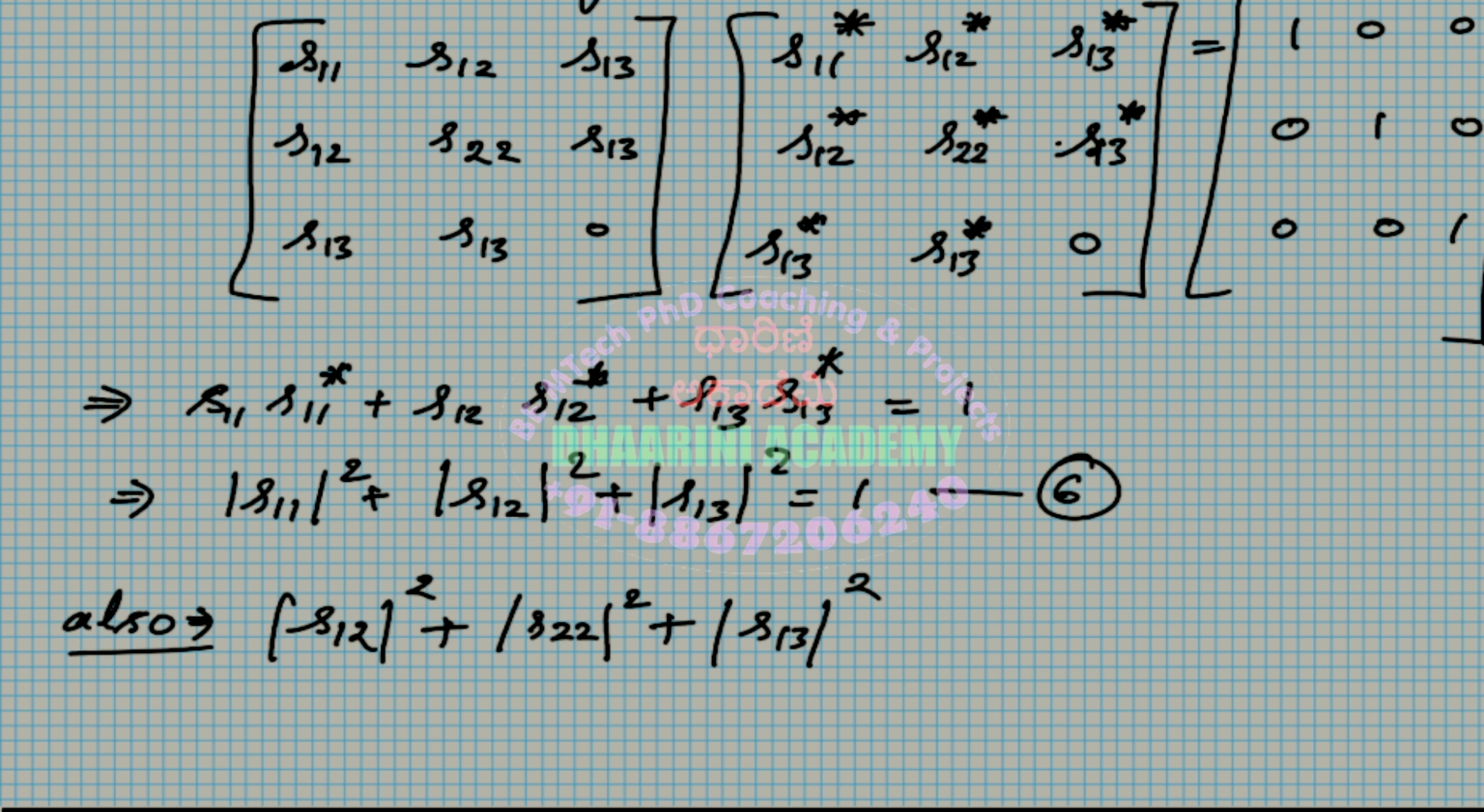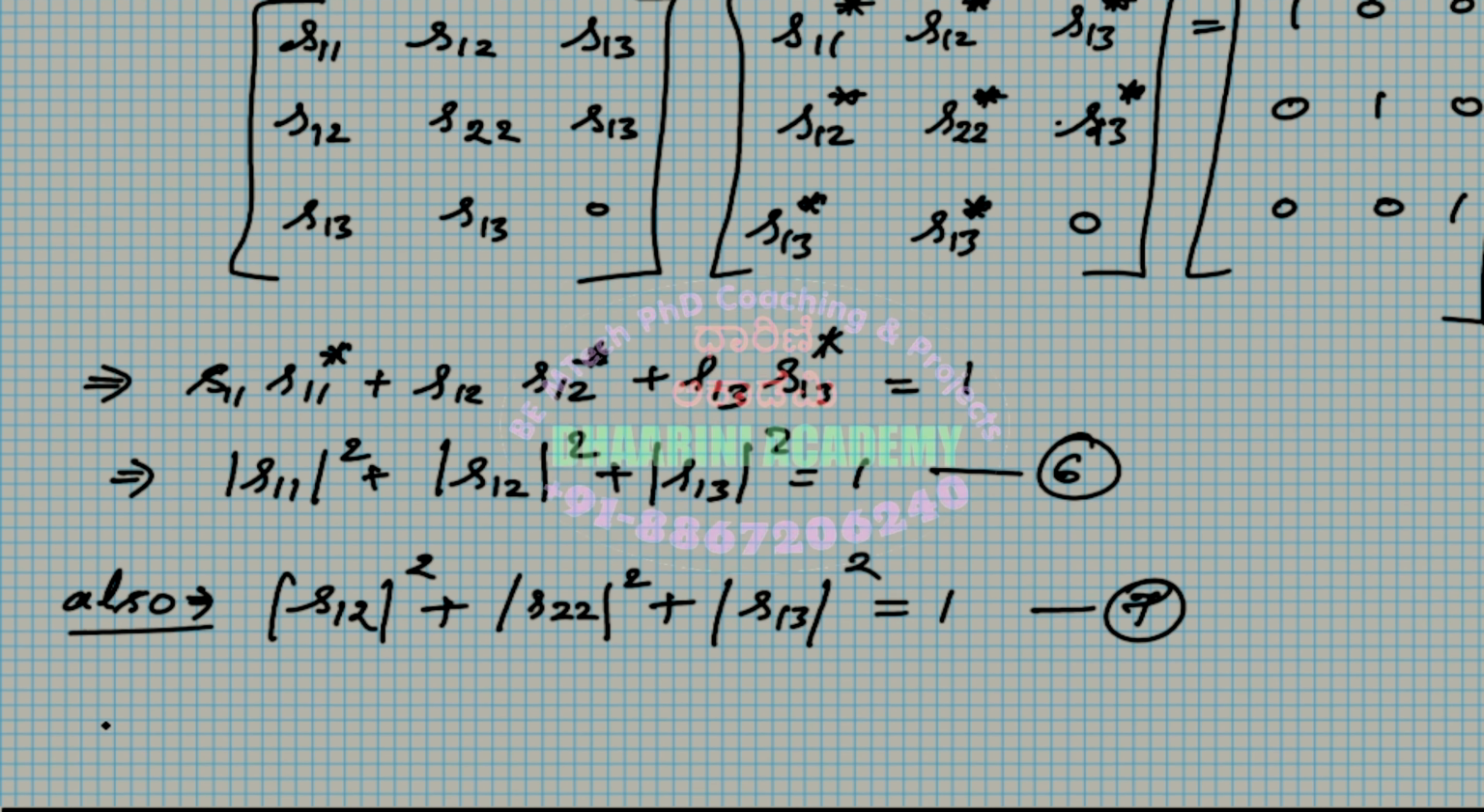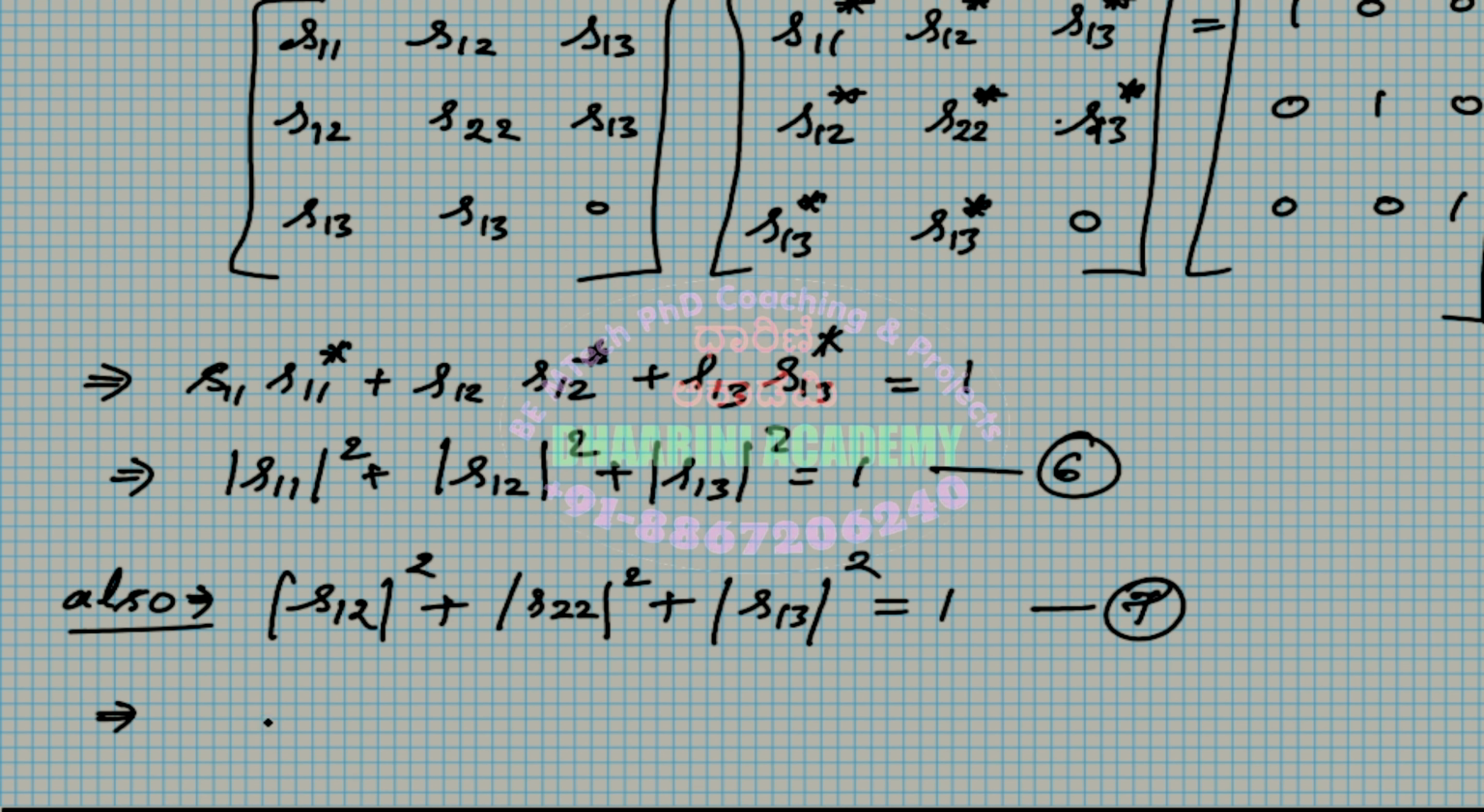Okay. In a similar fashion, you can multiply the third row into the third column to get 1 once again. So let's do that. So this implies I can also write S13 into S13 star is a square, plus once again S13 into S13 star is magnitude of S13 square. I'm writing that from the third row into third column. That is also equal to 1. Okay, we'll call that equation number 8.